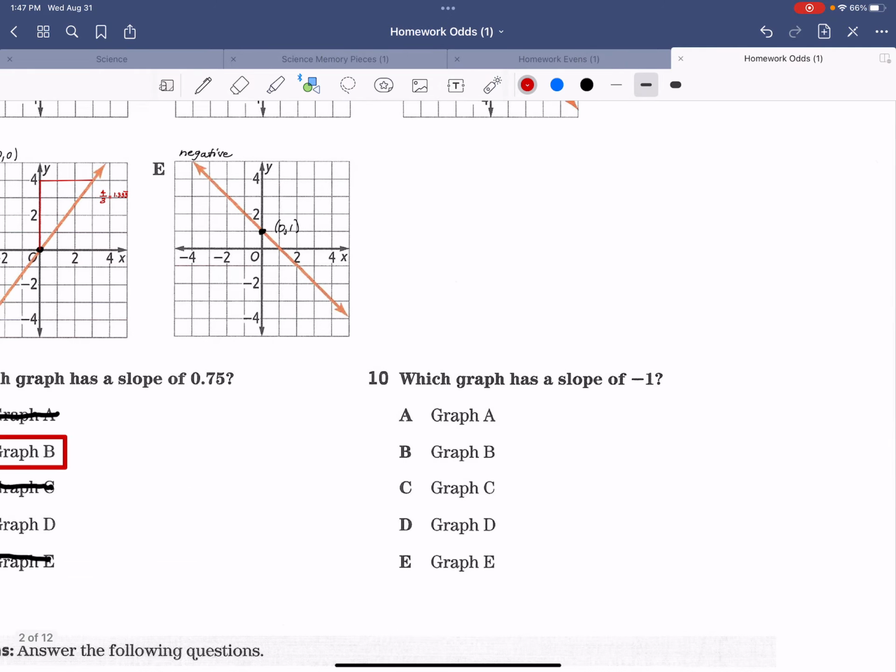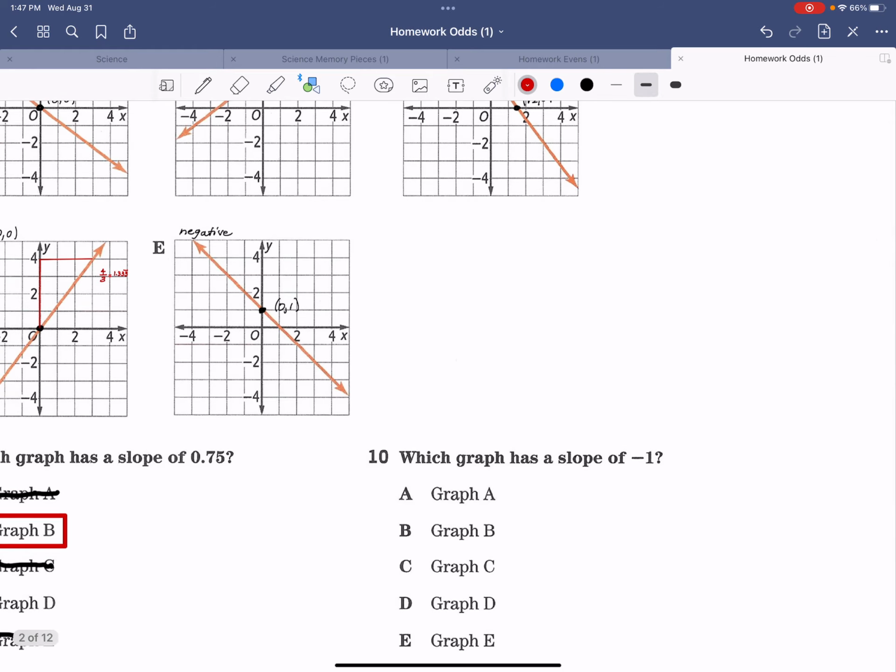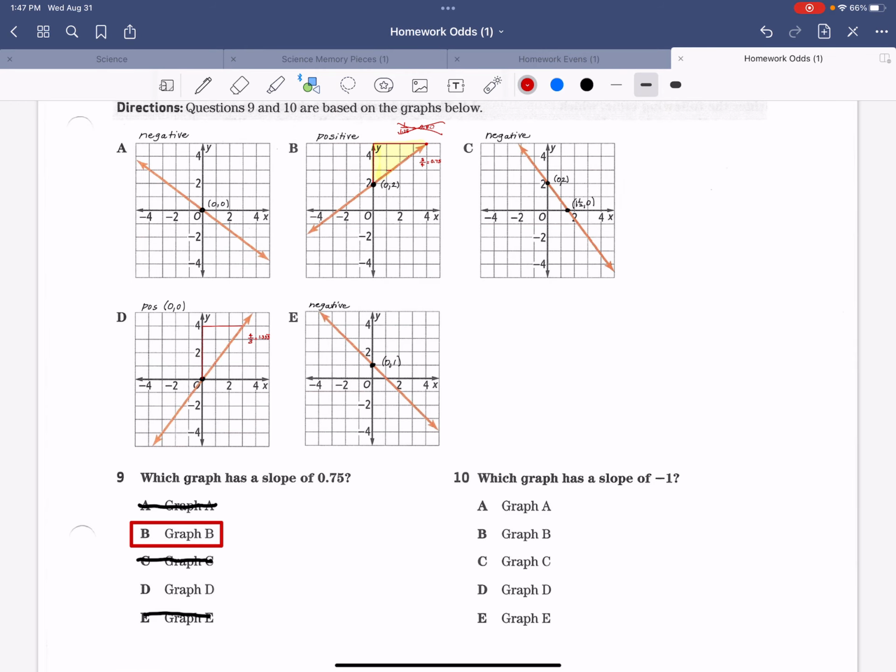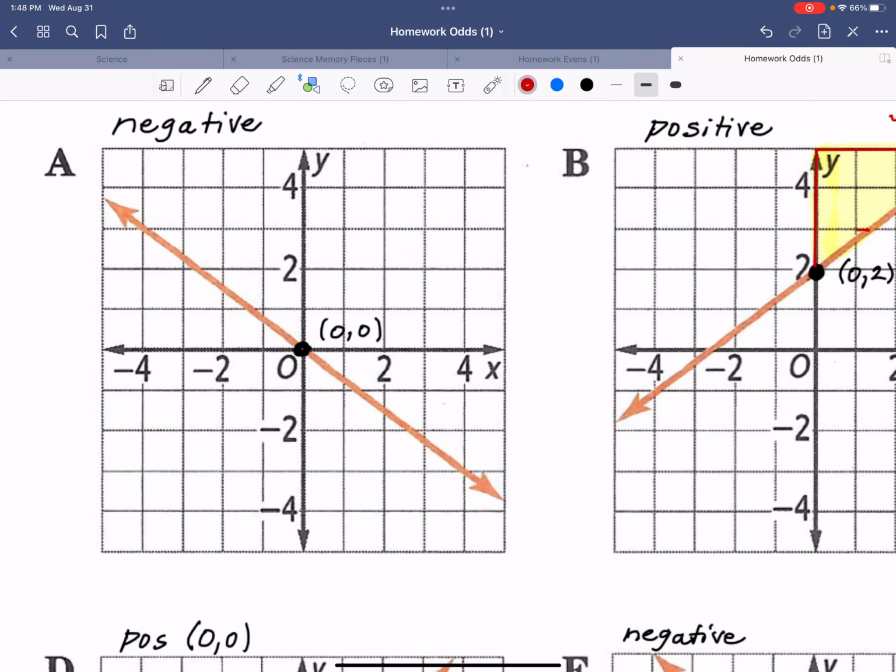Which graph has a slope of -1? So let's eliminate B and D because those are positive. So if I had to guess, I'm guessing from 3 instead of 5. The odds just got a lot better. Now I like A because that looks like it might have the slope I'm looking for, but so does E. But let's check them all.